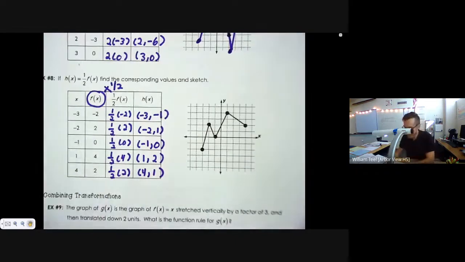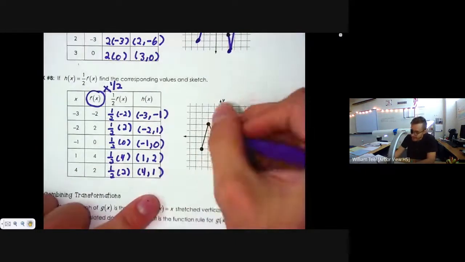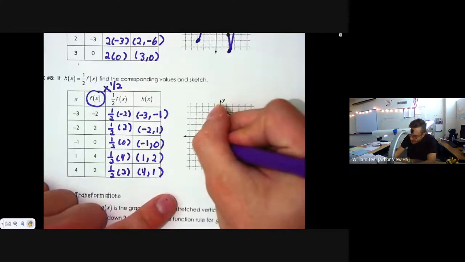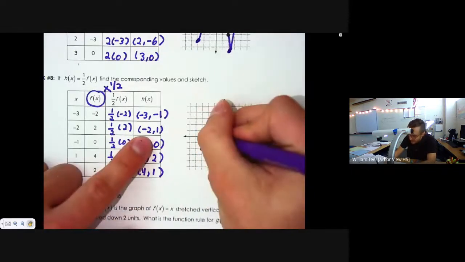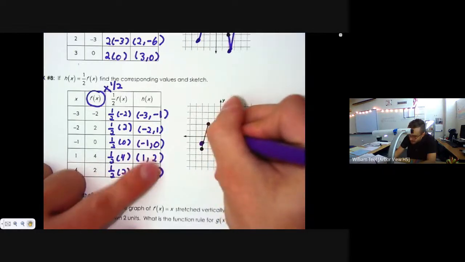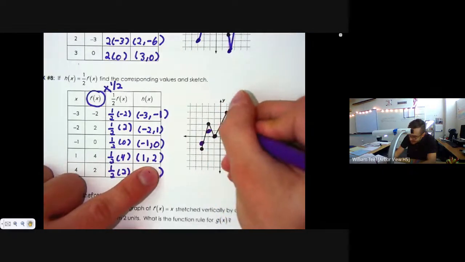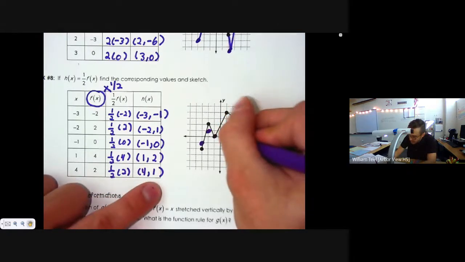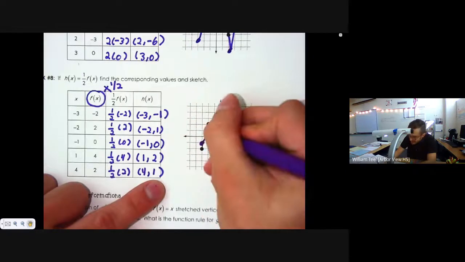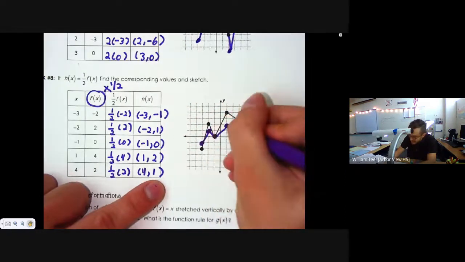So if I'm plotting these on the graph, I have -3, -1. That's going to be right here. Then I have -2, up 1. Then I have -1, 0. Then 1, 2. And 4, 1, 1, 2, 3, 4, up 1. So my new graph is going to look something like this.